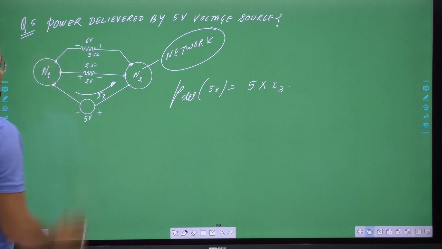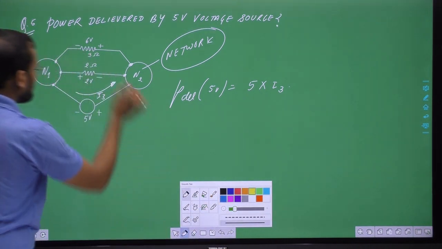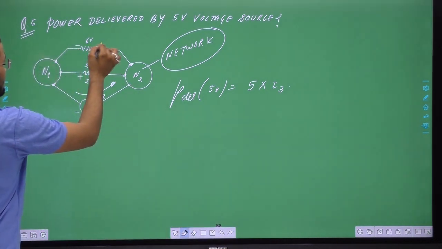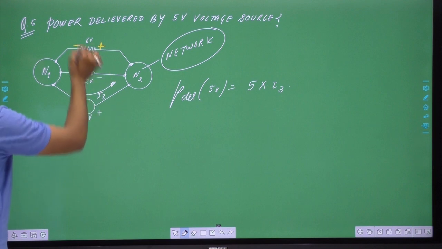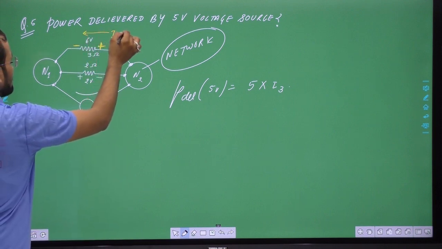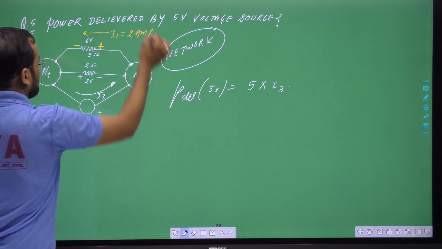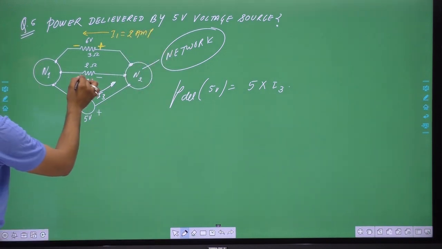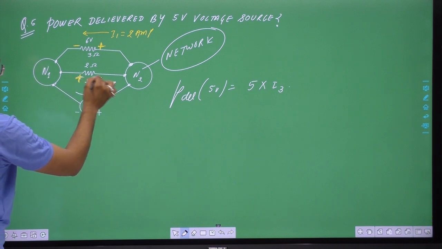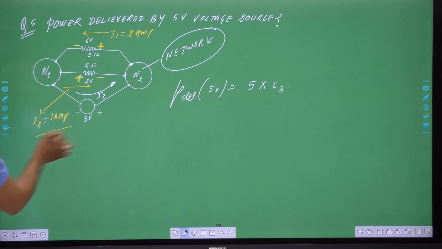As the 6 volt polarity is given, here is the positive sign and here is the negative sign. So current will flow from positive sign to negative sign, and I is equal to V by R, which is equal to 2 ampere. Here the positive sign is here and the negative sign is here, so current I2 will be 1 ampere.